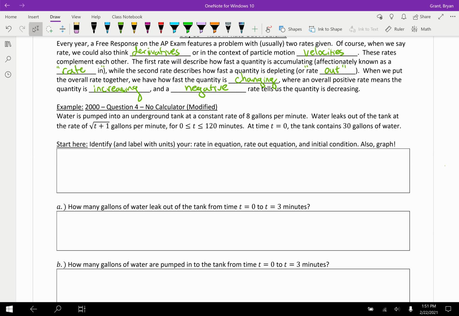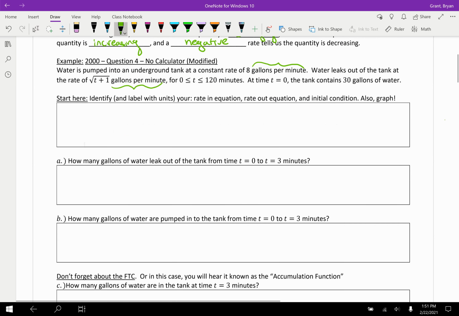Water is pumped into an underground tank at a constant rate of 8 gallons per minute. See this gallons per minute? That's a giveaway that it's a rate or a derivative. However, this tank has a fault. Water is leaking out of the tank at the rate of the square root of t plus 1 gallons per minute. We have a second rate as well, for 0 to 120 minutes, so 2 hours. At a time of 0, when we first start observing it, the tank contains 30 gallons of water.